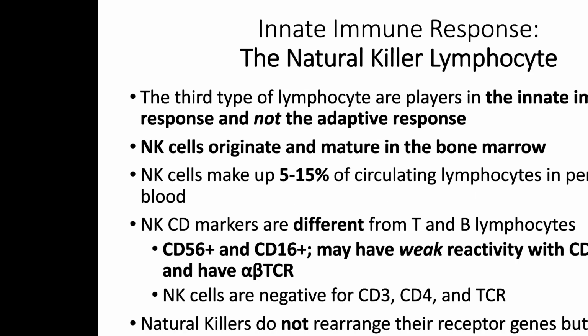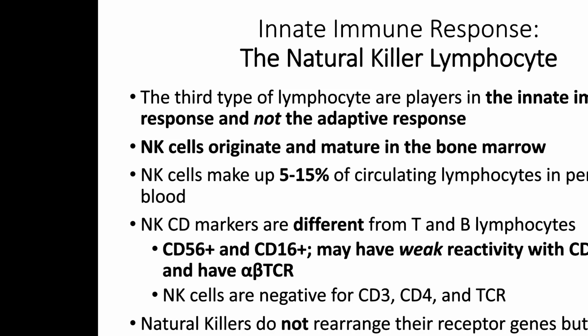Natural killer cells. They are, again, part of the innate immune response, not the adaptive. They will develop and mature just in the bone marrow, unlike the other two. And they make up about 5 to 15% of all lymphocytes in your peripheral blood. The natural killer cells are different in terms of CD markers from your T and B lymphocytes.